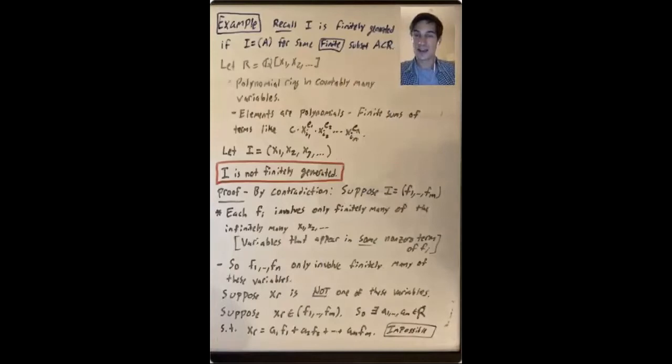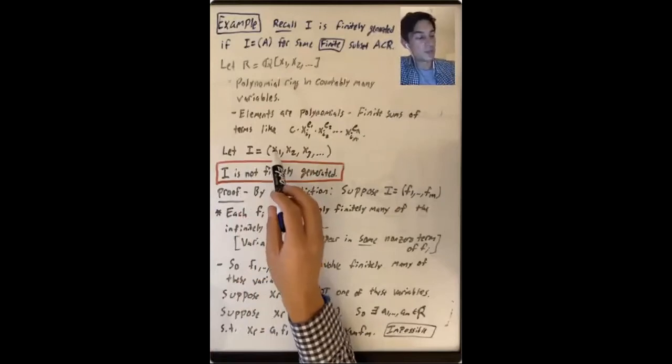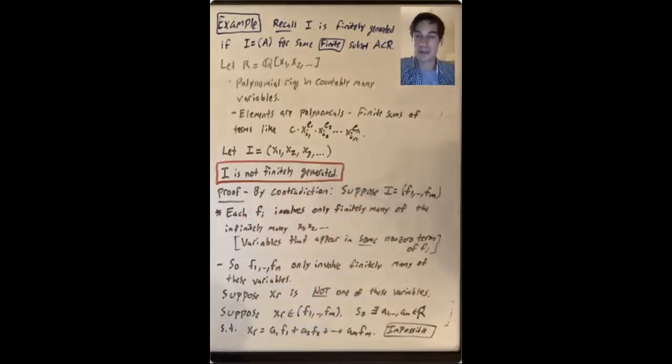Okay, so what's the ideal? Well, first I should say it's a good exercise to check that this really is a commutative ring. It has an identity, which is just the element 1 inside of Q, the constant polynomial. How do you multiply these things? You multiply just like you multiply polynomials. You expand all the terms, and then you combine terms that have the same exponents, the same variables. So let's take the ideal I generated by x1, x2, x3, by these countably many variables. And the claim is that I is not finitely generated.